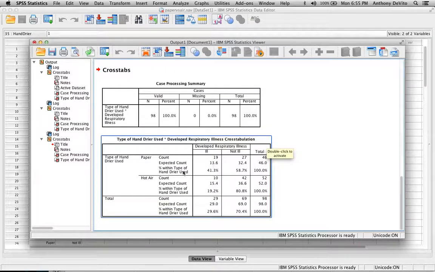Okay, and what did I get? Oh, well, look at this. Percentages by rows. 41% of the people that used paper got sick. 19% of the people that used hot air got sick. And you guys remember how we calculated relative risk?